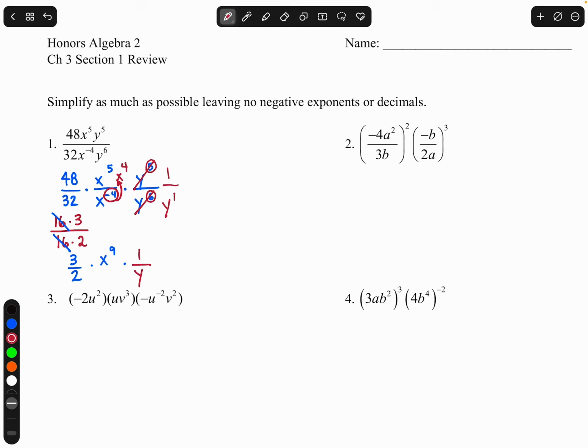And now we'll put it back together. We've got 3x to the 9th over 2y. That is our answer. Looking at the second one now.